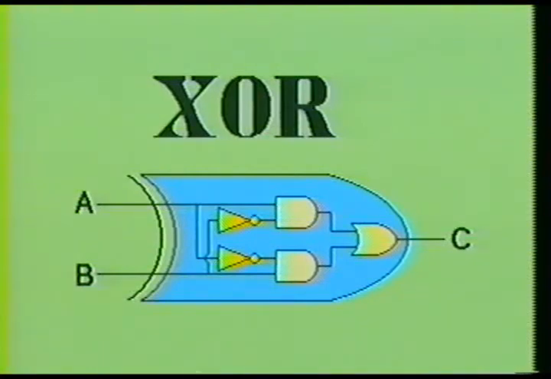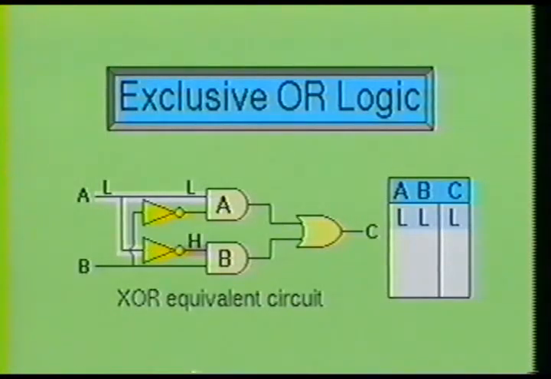Let's examine the logic combinations of this gate. We will begin with both inputs in a low state of energy. When we apply a low on input A, it gives us a low on one half of gate A and a high on one half of gate B.